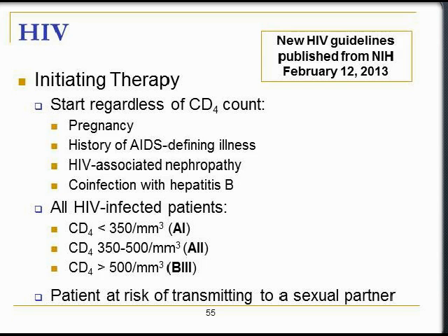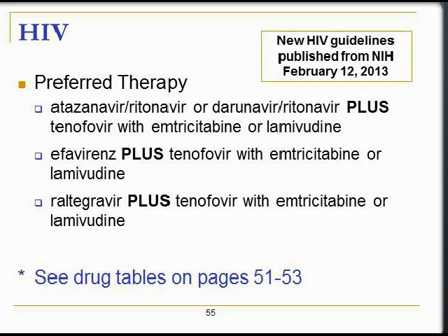But there's not any strong data that shows that starting someone greater than 500 is any better than waiting until their CD4 counts drop a little more. And then any patient who's really concerned about the risk of transmitting to a sexual partner, again, regardless of CD4 count, you can start therapy. Now, preferred therapy is listed at the bottom of page 55, and the preferred therapy has not changed that much in quite a number of years, so it's been pretty stable for a number of years.